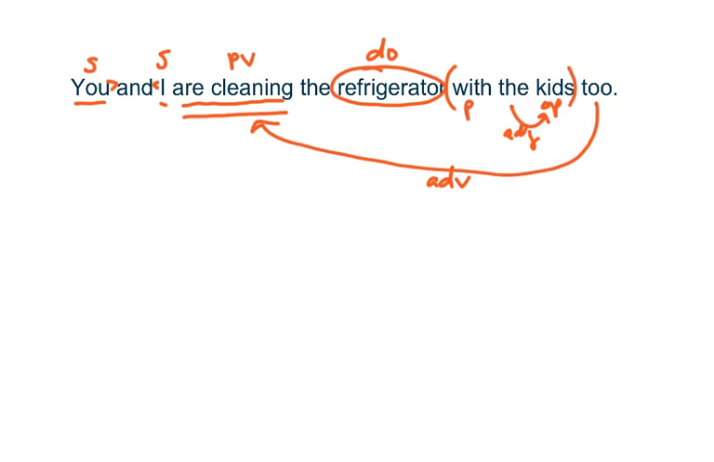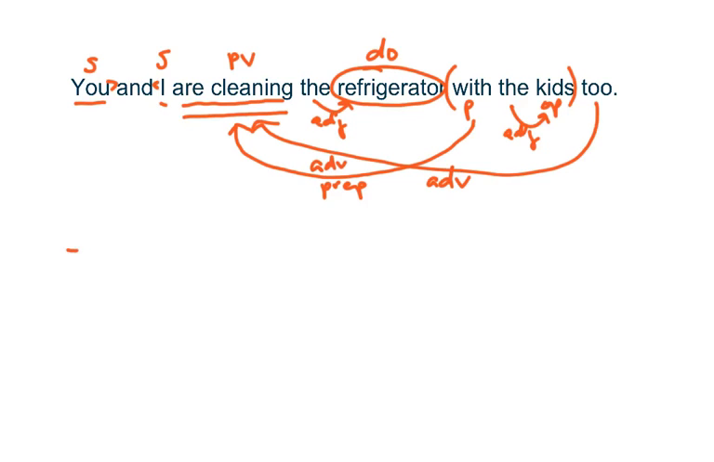The refrigerator. Adjective. What about our prepositional phrase? With the kids. What does that describe? It describes how we're cleaning or who we're cleaning with, right? The kids. So we have an adverbial prepositional phrase. All right, now we're ready to diagram.